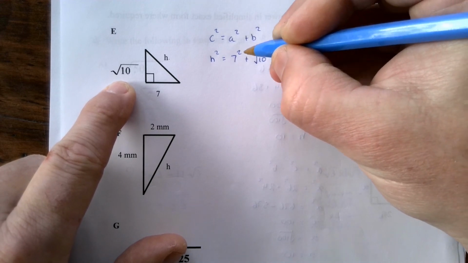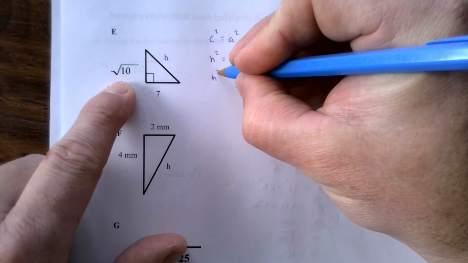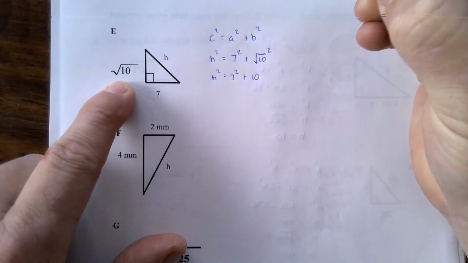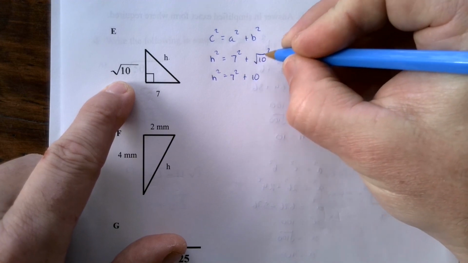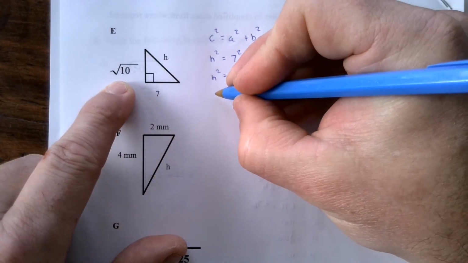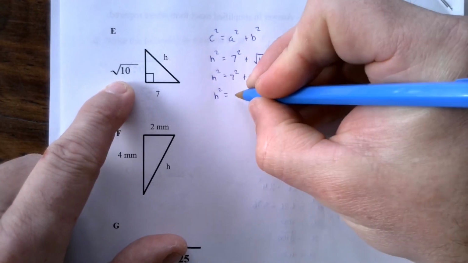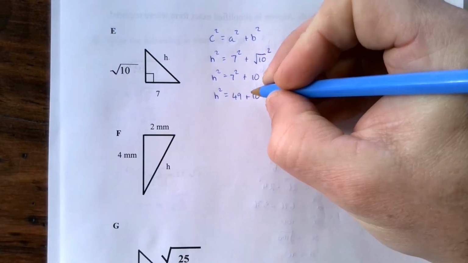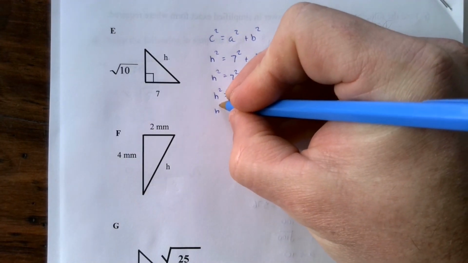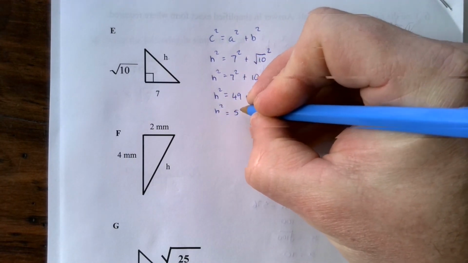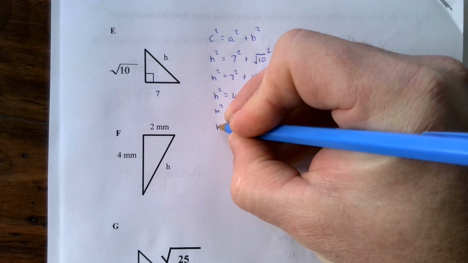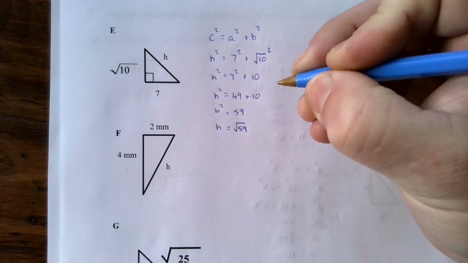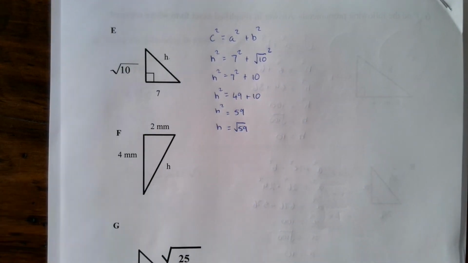So watch closely in the next line. H squared will be 7 squared plus 10, because they've cancelled one another out. So, moving on, h squared will be 49 plus 10, which is 59. So h squared is 59, meaning that h is the square root of 59. And that is as simple as we can make that question.